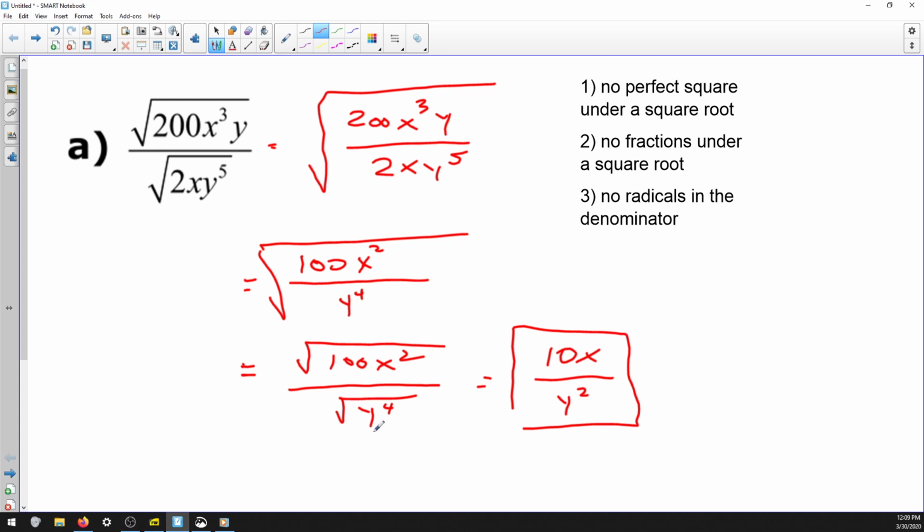Okay, if this happened to have been like a y to the third, we might have had to do a little bit of rationalizing, but y to the fourth makes it a lot easier. Okay, so that's the answer to that one, 10x over y squared, right? Nothing else left to do there, right? Because we did our simplifying ahead of time.